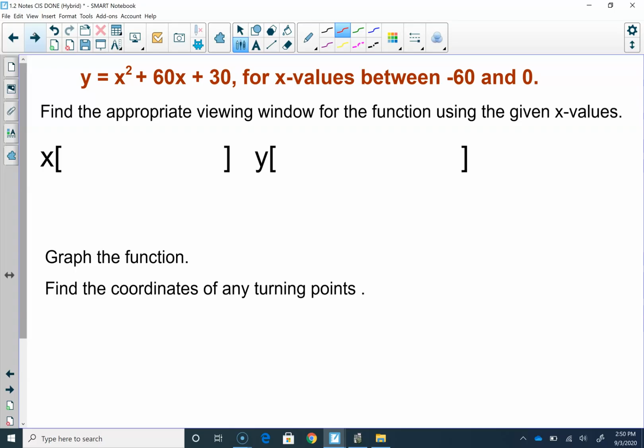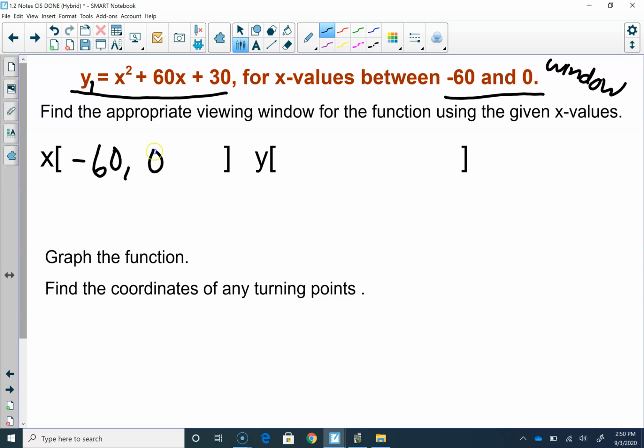Okay, let's go ahead and try this one. And this one, very similar process. You're going to put this into your Y1. And for the window, for the X's, they want us to use that window right there. And then they want us to find the appropriate viewing window for the function. So we have the X, which would be negative 60, 0, and we need to find the Y.